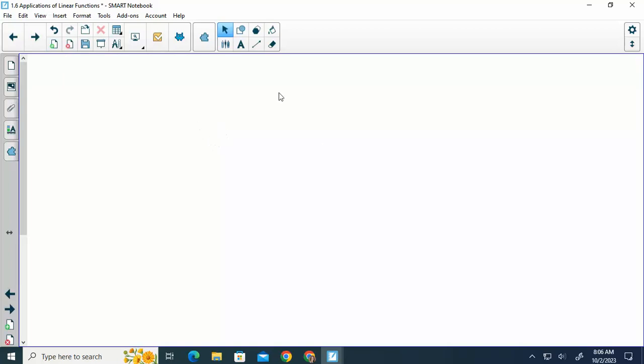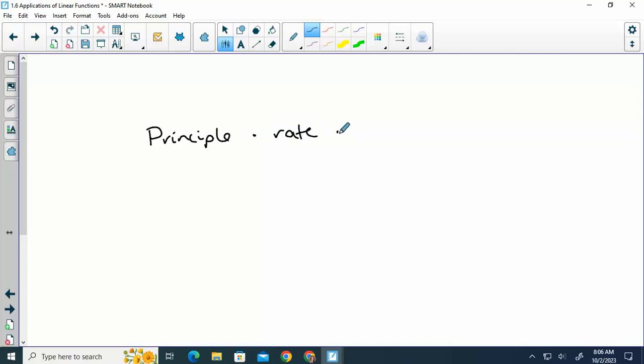When we're talking about simple interest, do you guys know the interest formula? So it's principal times rate times time equals interest.